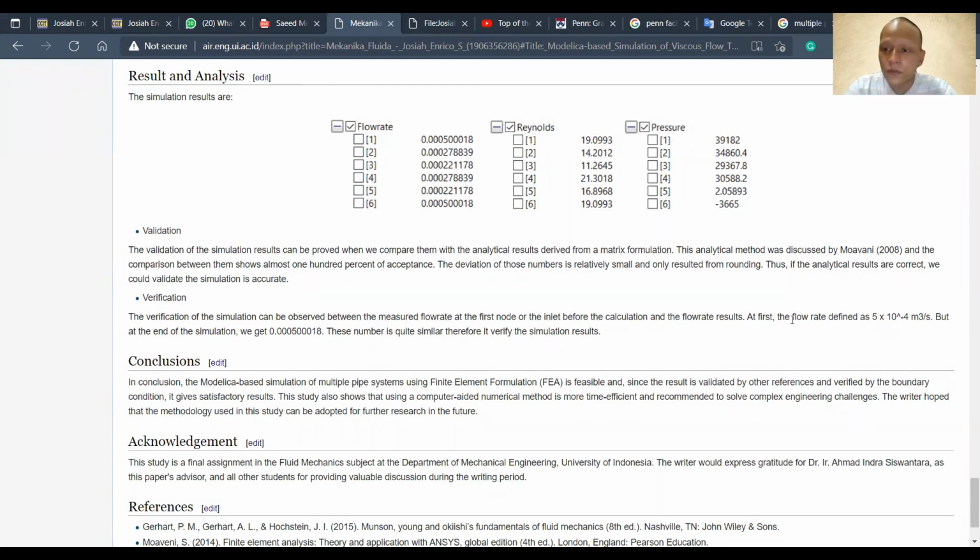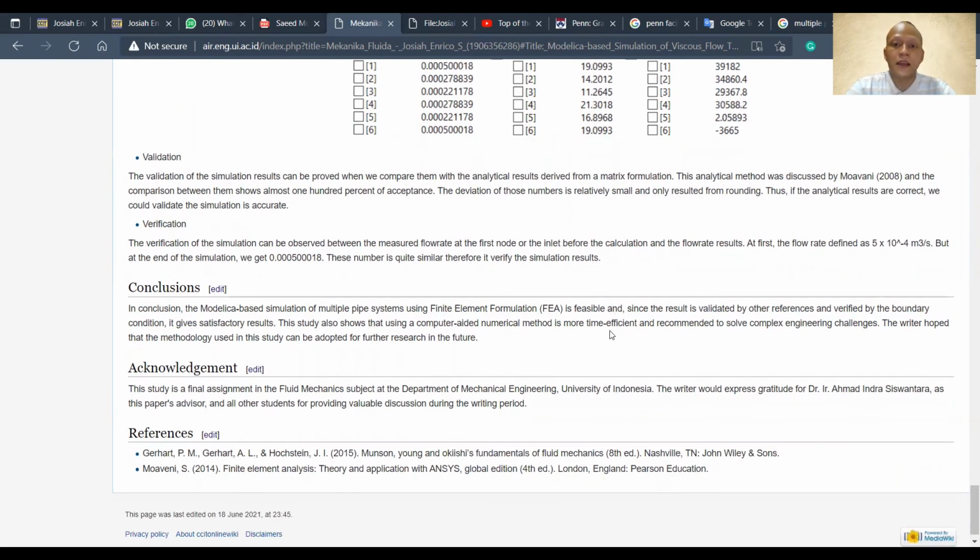It is the flow rate at the first node. We already have 5 times 10 to the power of -4, but at the end of the simulation, we got almost the same number, with just a very small percentage of difference. So this number is quite similar, therefore it verifies the simulation result.